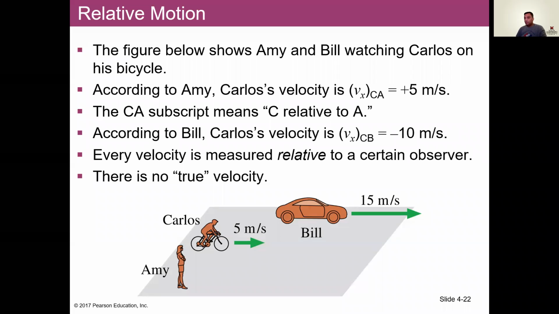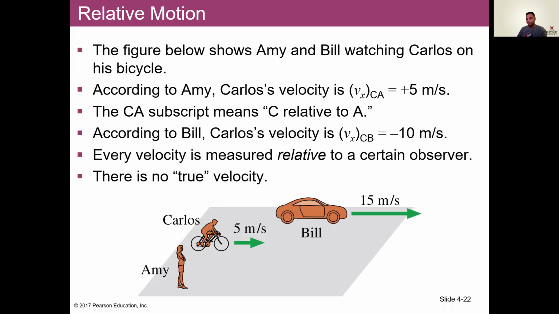Hi guys, so we are back with the third segment of chapter 4 lectures, and we're going to start from slide number 22 as promised. And we're going to start discussion on relative motion.